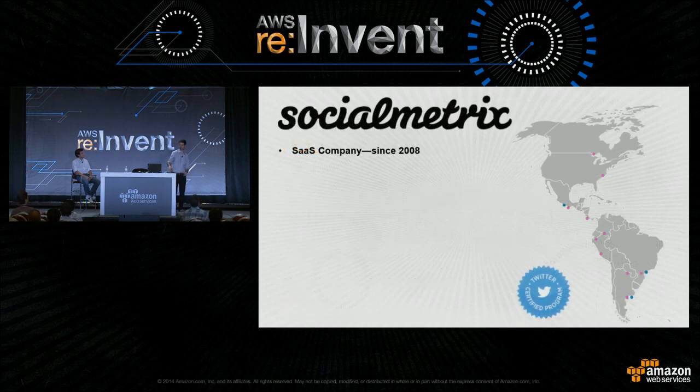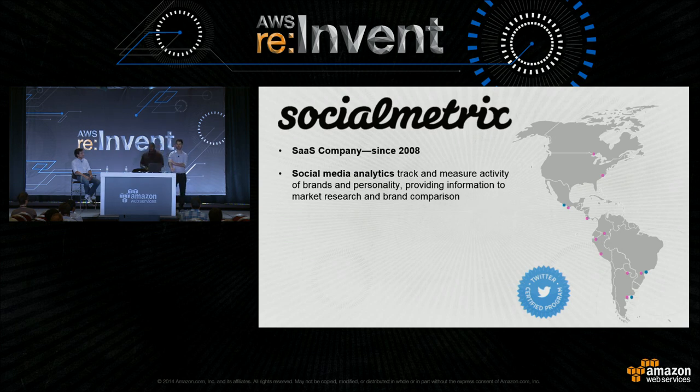Well, just to set some ground, I will explain a little bit what Social Metric is. We are a SaaS company. We started in 2008. We do social media analytics, which is tracking the activity of your social properties like Facebook pages, Twitter accounts, everything that's social, and getting information for brands and personalities to make them understand what works and what they should do to do better.